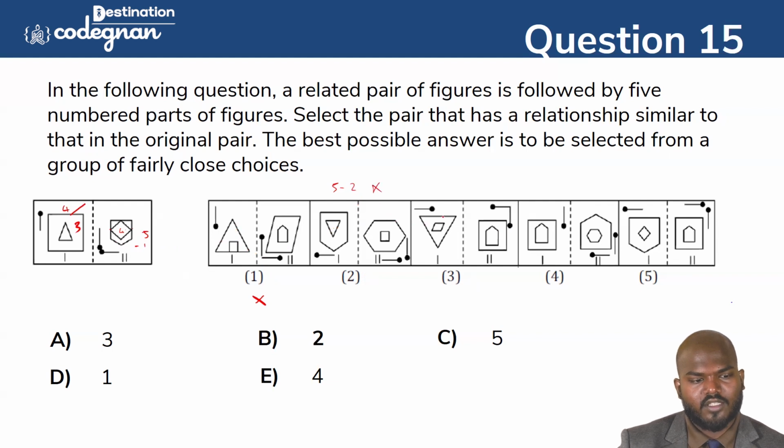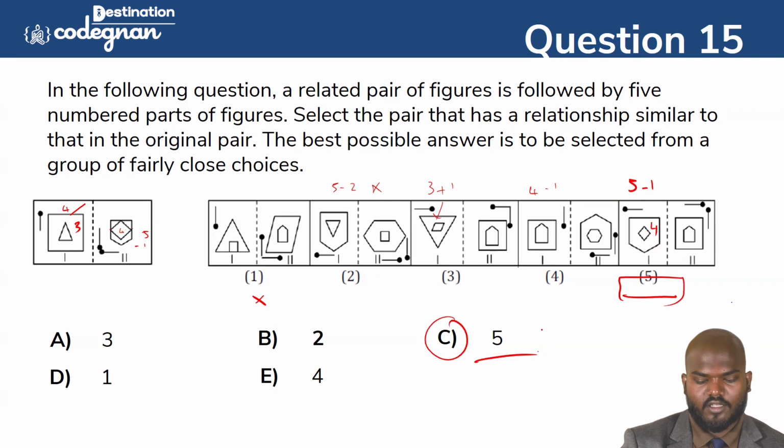So going for this one, guys, 3 plus 1, it will become 4. This is also wrong. And here in this one, 4 minus 1 is wrong. So here you see this one, that is 5 sides. So 5 minus 1, it will become 4. Then this is the possible answer. So option C is the only possible answer here.